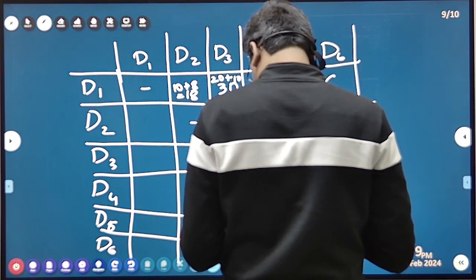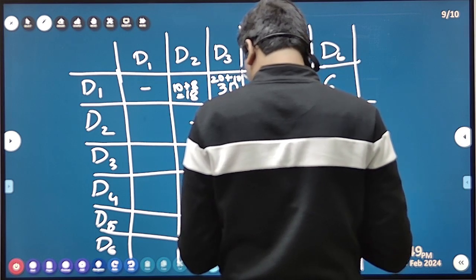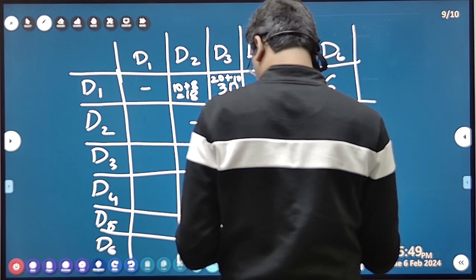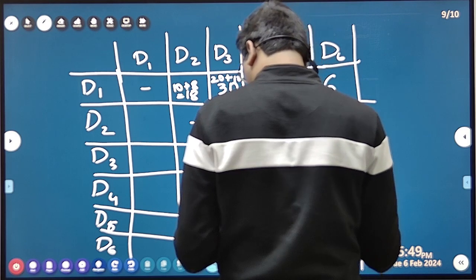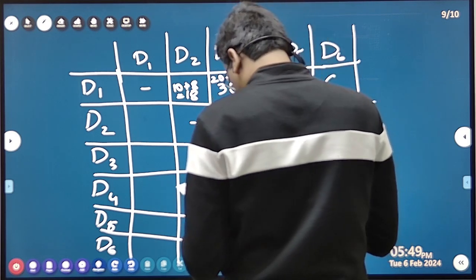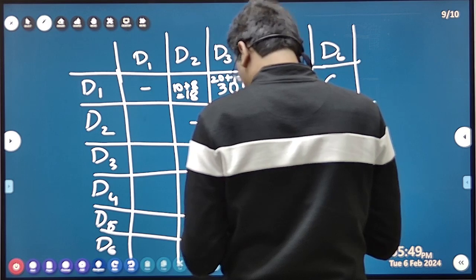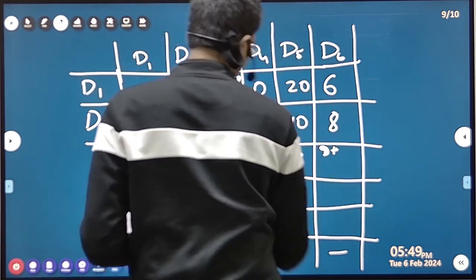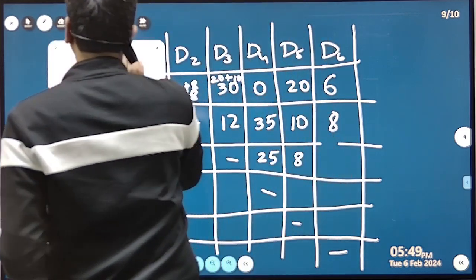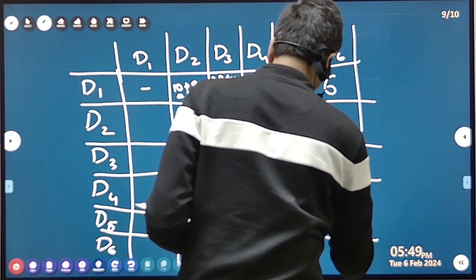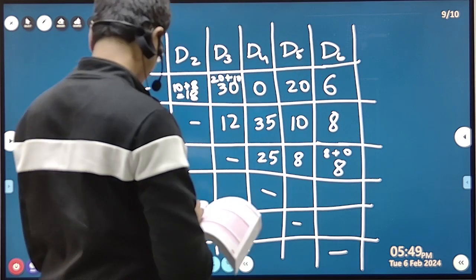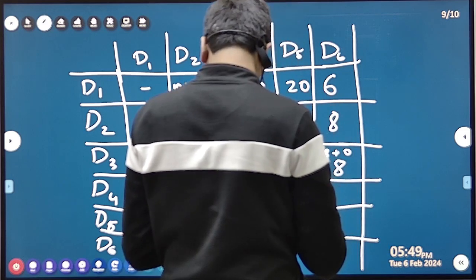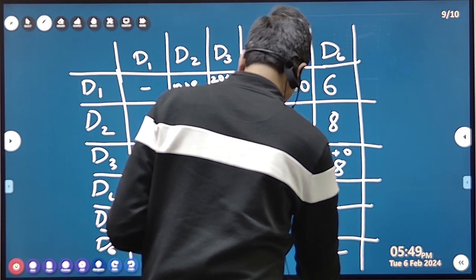We were at D6 and D3. This will be 3 plus, so what was this, D6 and D3, right? 8 plus 0, so 8. Now for D4, 10 plus 20 is 30.